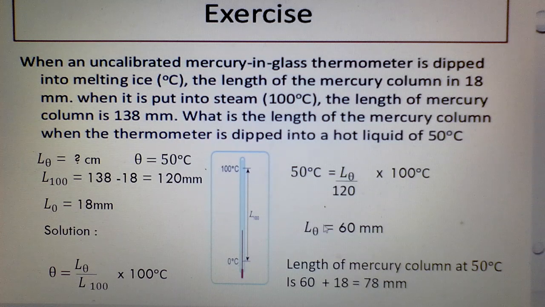Remember, L theta is from 0 to theta. So the question needs you to find the length of mercury column when the thermometer is dipped into hot liquid, meaning the total length from the bulb to 50 degrees Celsius. That's why we need to add again. So length of mercury column at 50 degrees Celsius equals 60 plus 18 equals 78 millimeter.